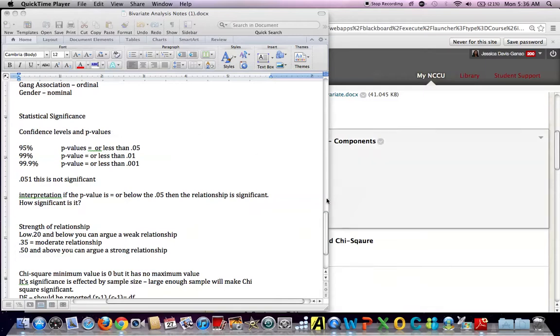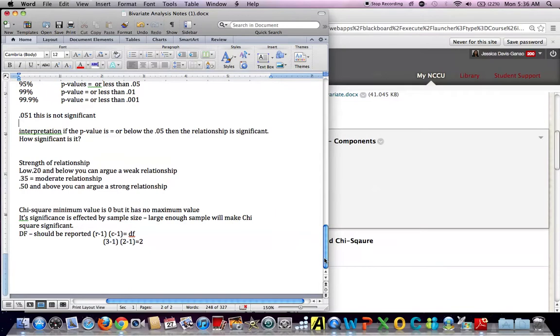Alright, so chi-square is another statistic that we look at in our crosstabs. It's not seen in correlations, but it is seen in crosstabs. And chi-square for us would be considered an inferential statistic.